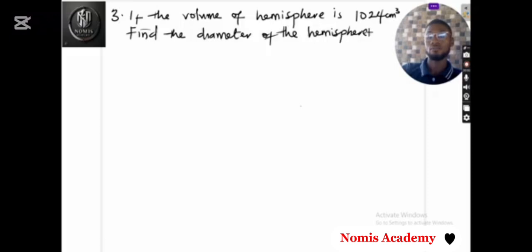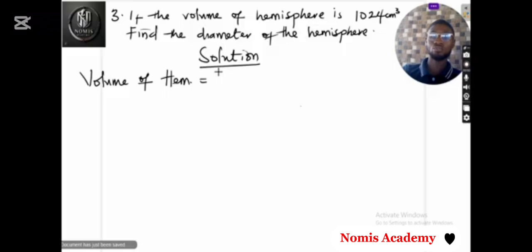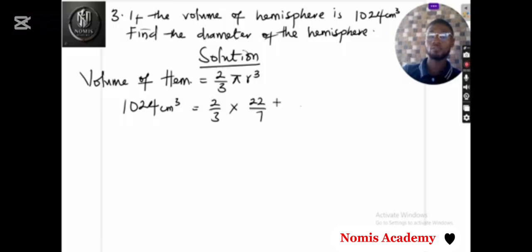So this one is asking for the diameter of the hemisphere. So it's as simple as just getting to know all the values in our formulas. So the formula says volume of hemisphere is equal to 2 over 3 pi r cube. We have been given the volume to be 1024 centimeter cube equal to 2 over 3 multiplied by 22 over 7 multiplied by r cube.